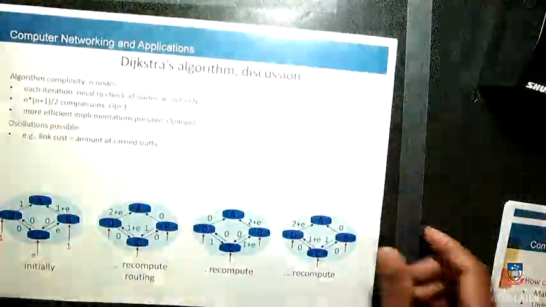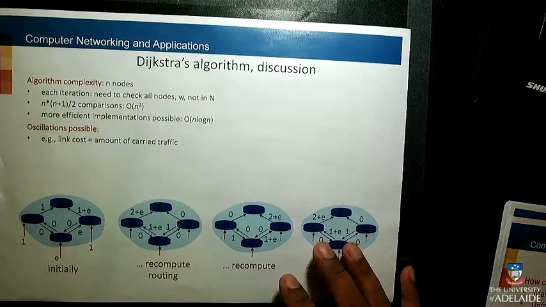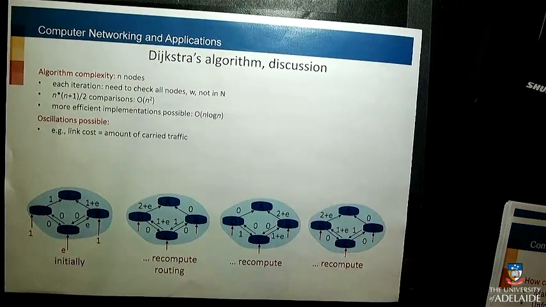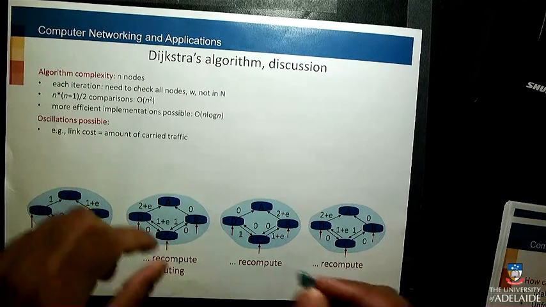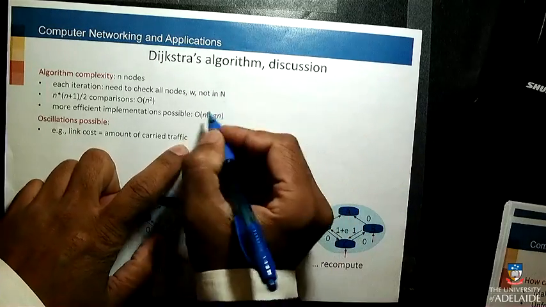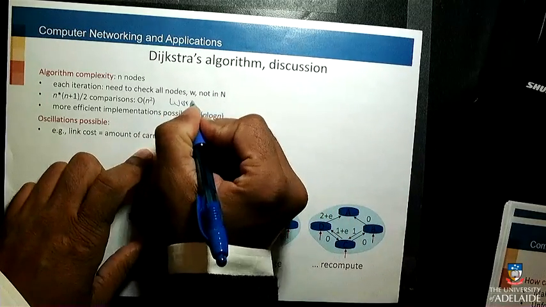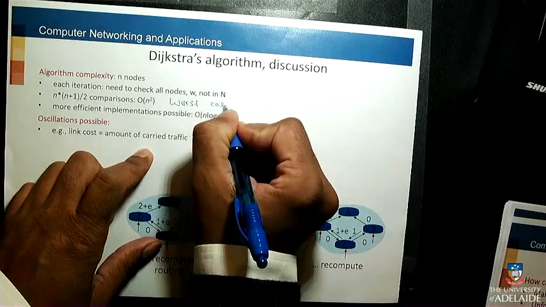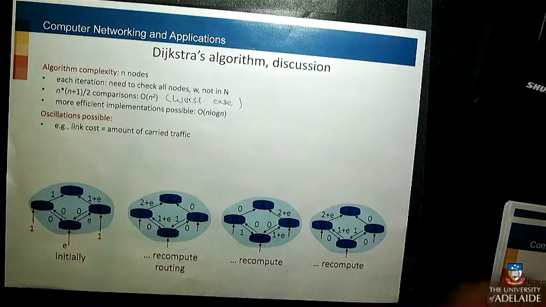So all's not well with Dijkstra. We'll see why. Nothing is perfect, right? Unless you're religious. So what's the complexity of Dijkstra's routing algorithm? Can I just say worst case complexity here? Just make a note.